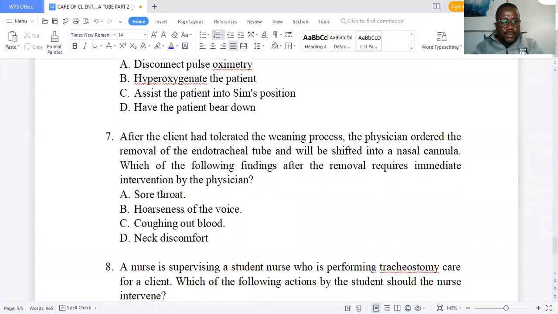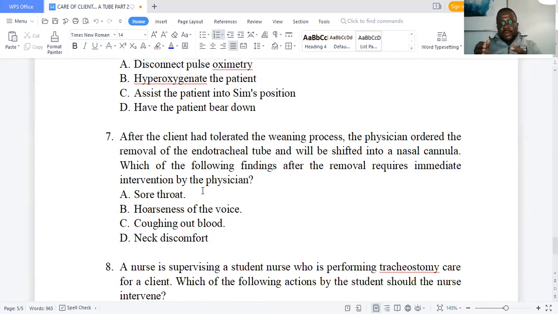Question number 7. After the client had tolerated the weaning process, the physician ordered the removal of the endotracheal tube and the client will be shifted to a nasal cannula. Which of the following findings after the removal requires immediate intervention by the physician?